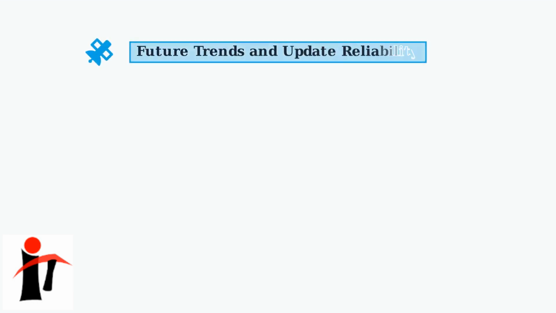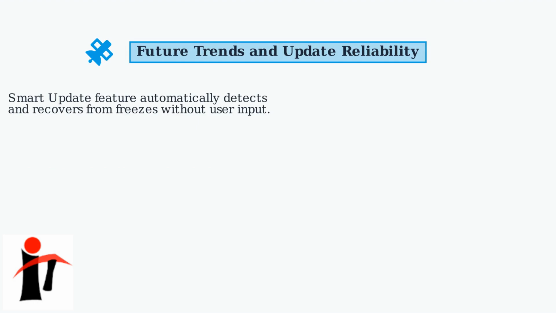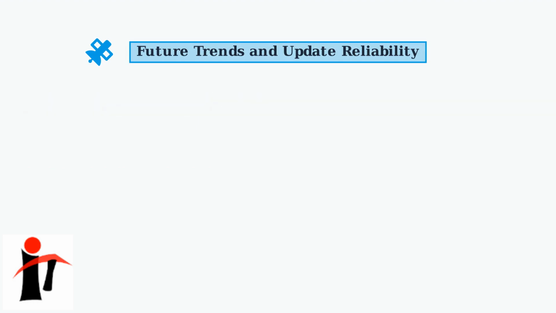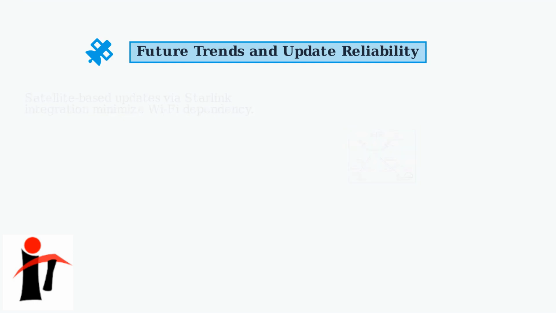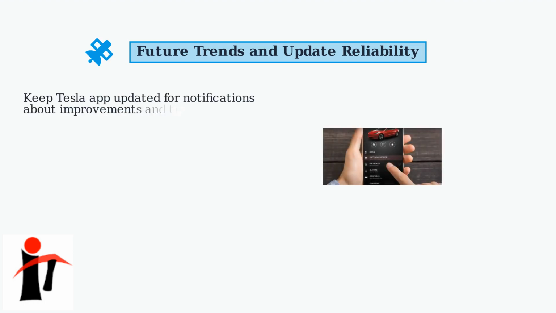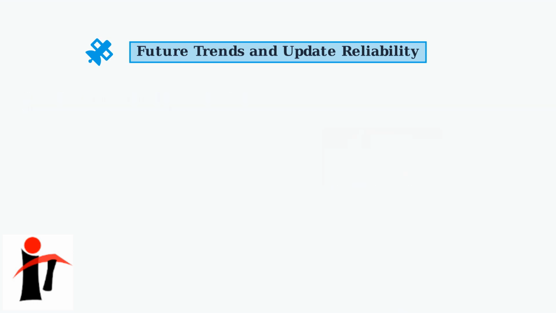Tesla continues to enhance its update process with advanced features designed to prevent issues and improve reliability. AI-driven updates are becoming more common, with machine learning predicting and avoiding failures based on vehicle history. Monthly releases are now standard instead of quarterly. Future updates will increasingly use satellite-based systems like Starlink, reducing dependency on Wi-Fi networks. Keep your Tesla app updated to receive notifications about new features and troubleshooting options.